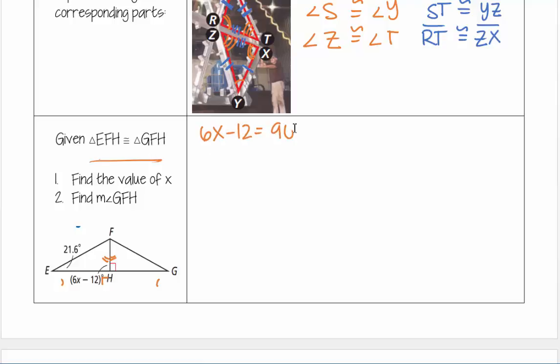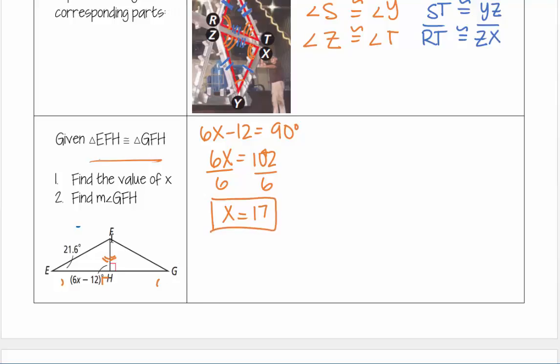So I can set this equal to 90 and I can solve. We'll add 12 to both sides so we get 102. We can divide both sides by 6. This goes in once with 4 left over, so we get 17 is the value of x. And then it says find the measure of GFH.